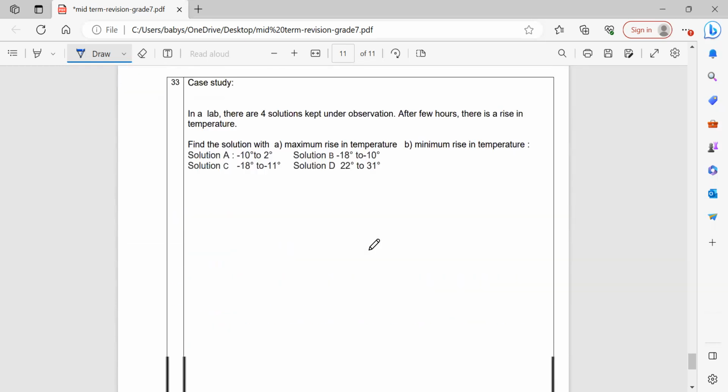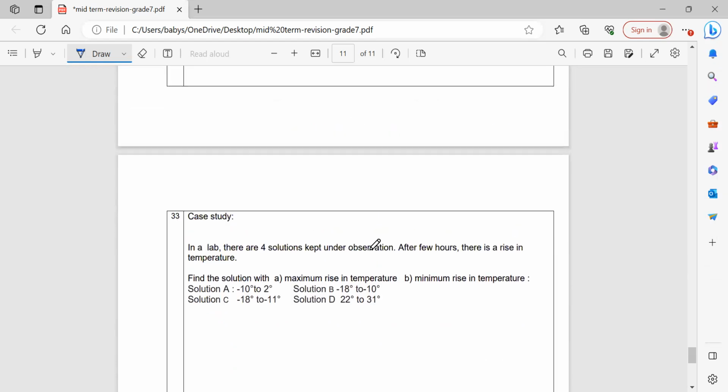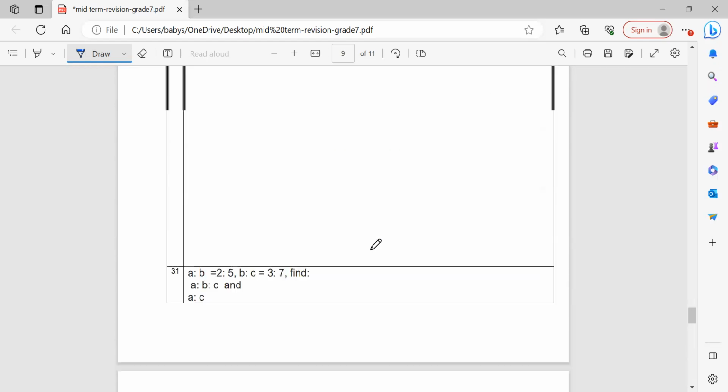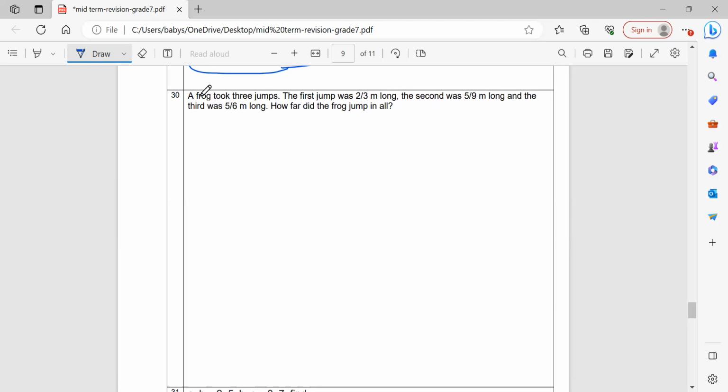Next is a frog took 3 leaps. The first leap was 2 by 3 meters long. The second leap was 5 by 9 meters long. And the third leap was 5 by 6 meters long. How long did he jump?